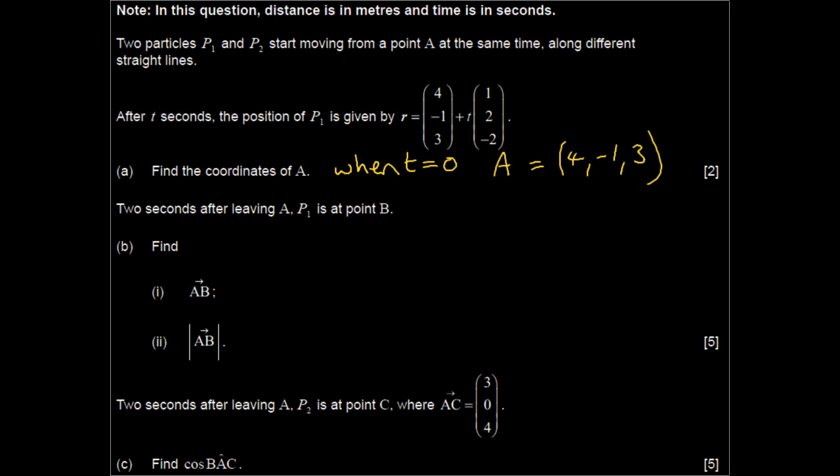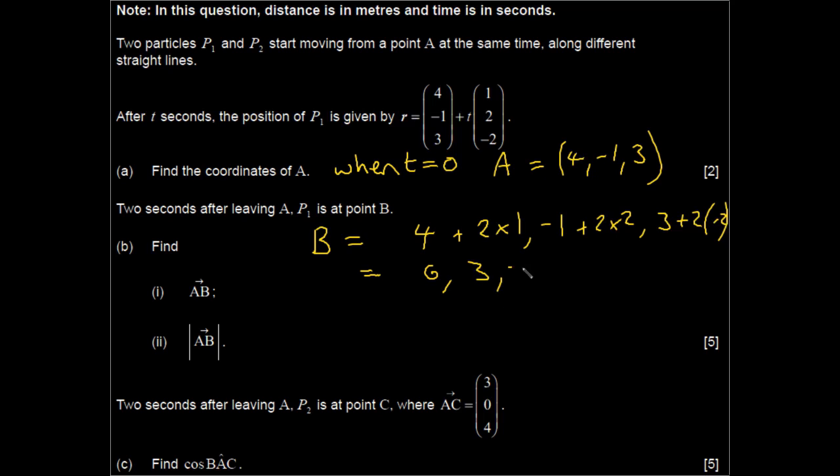So let's first of all work out where B is. B is going to equal 4 plus 2 times 1, because t would be 2. So the x value would be 4 plus 2 times 1. Then the y value would be minus 1 plus 2 times 2. And then 3 plus 2 times minus 2. So that would give that B is equal to (6, 3, -1).